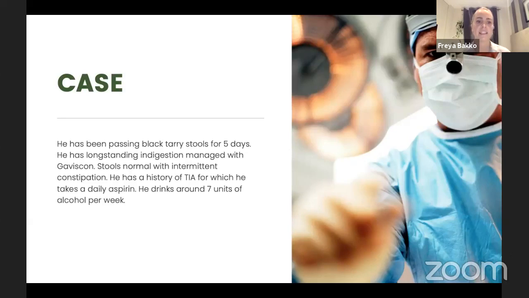So our patient says that he's been passing black tarry stools for 5 days. He's had long-standing indigestion, which has been managed quite successfully with Gaviscon up until now. His stools were normal prior to his melena, with intermittent constipation. He has a history of a TIA for which he takes daily aspirin, and he drinks about 7 units of alcohol per week.